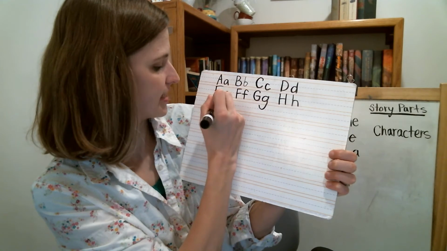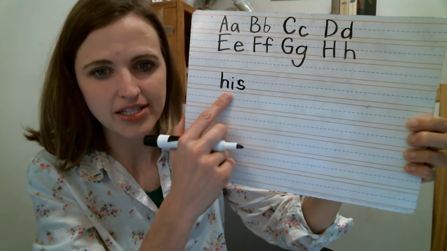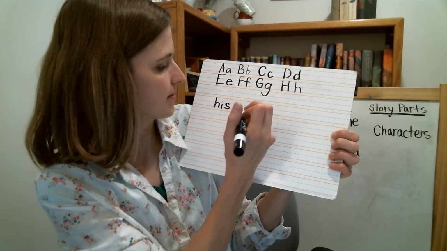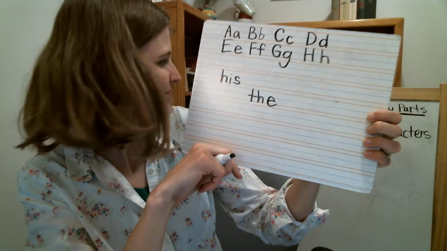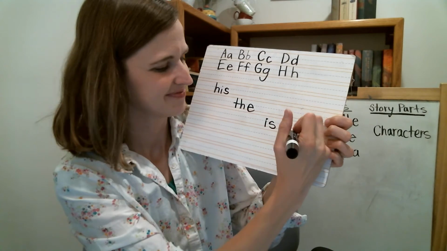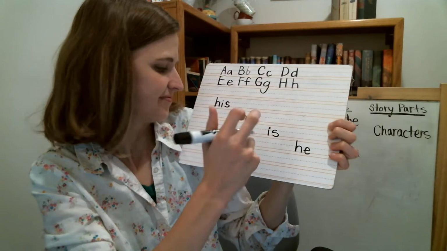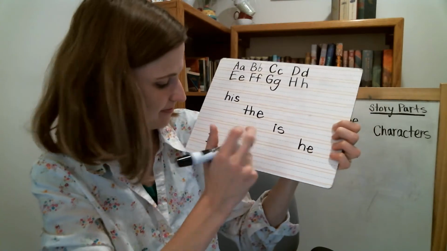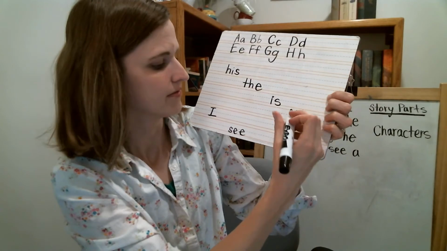We're going to start with his. His. Remember, a sight word, we don't sound out each sound. We try to think of it as a whole word to remember. His. The. Is. He. I. See. I'm running out of lines.